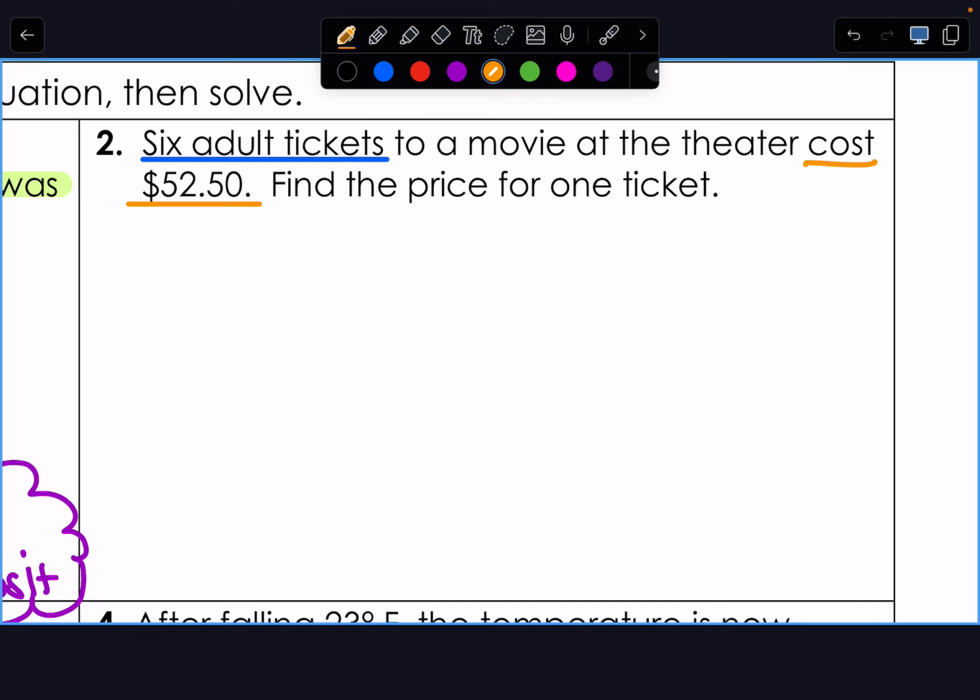Cost $52.50. Did you just spray that? No. I can smell it. Put it away, please.